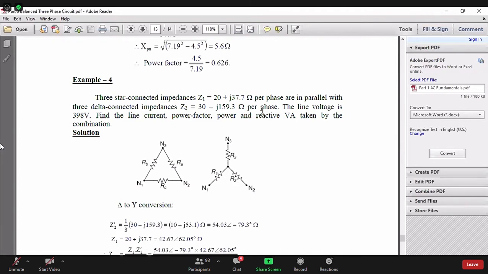Okay, now I start. It says that 3 star connected impedances, it is given 20 plus J 37.7 ohm per phase, are in parallel with 3 delta connected impedances, Z2 is equal to 30 minus J0. The line voltage is 398 volt. Find the line current, power factor, etc. By the combination. Now, this is a very interesting aspect.